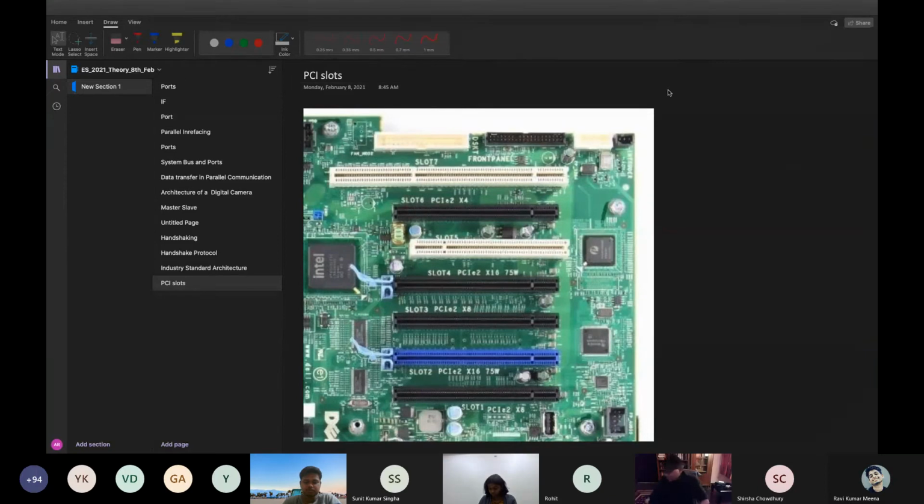So this is about PCI slots. Please do a homework about PCI slots. What are the signals? I just told you about industry standard architecture.